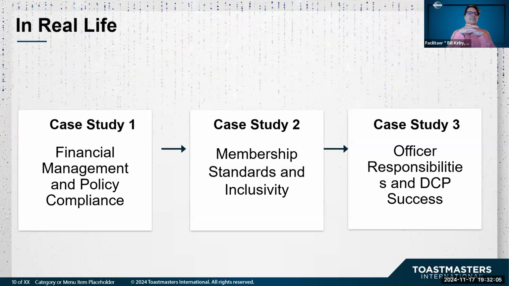In a district, any district, the treasurer has proposed using a portion of the budget to sponsor a high-profile event that hadn't been pre-approved. Now, the members have raised concerns, leading the district director to consult the Toastmasters financial policy. Now, this policy mandates that any expenditures outside of the approved budget must be reviewed and authorized by the district's finance team. So far, everybody with me?